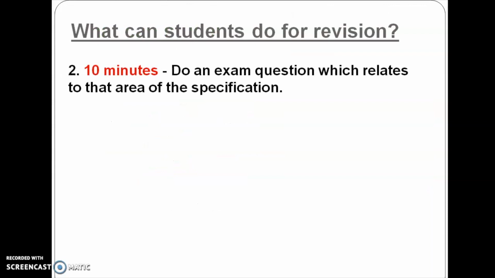Then you spend 10 minutes, you do an exam question which relates to that area of specification. So in this case, I will find an exam question on global warming. There's many different websites we can use when it comes to getting past paper questions, or you can even ask your teachers and they will send you loads of resources. But you need to make sure that exam question relates to the revision notes that you had done previously in the 15 minutes.